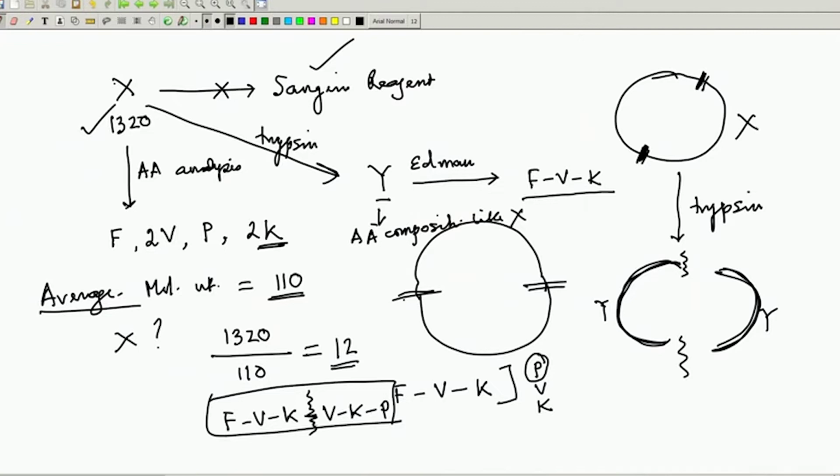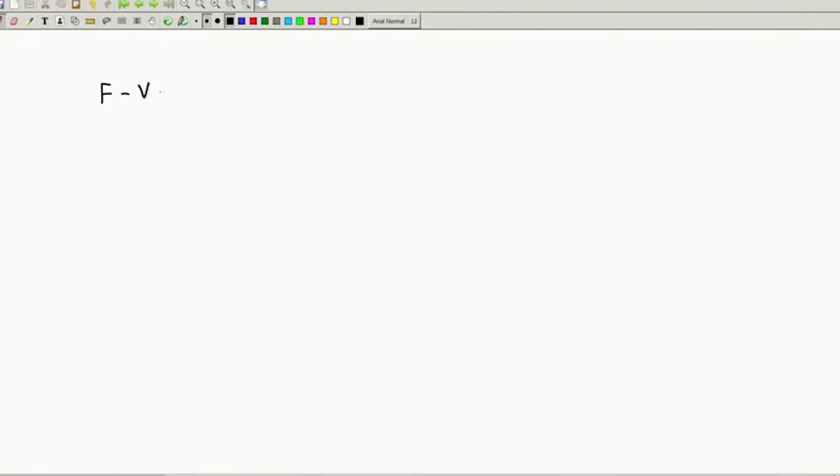Then you can have another sequence F, B, K, then K, V, P, all these things are there. As I said, you can continue on this, but it will be a very time consuming route. Instead, apply your brain: the F, V and K that was there, and then you try to put a proline to stop the breakage within Y. That is very important.